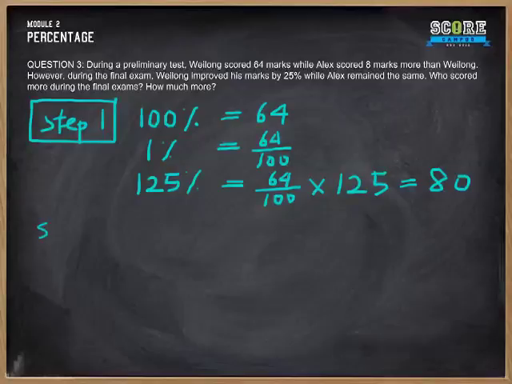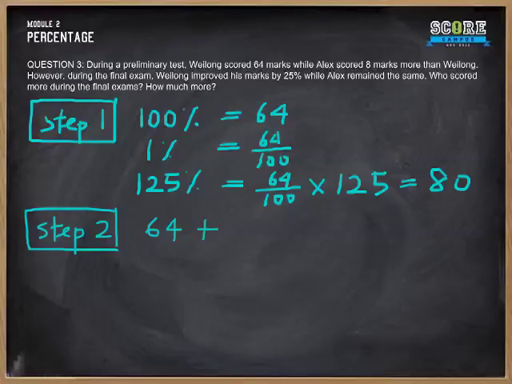Now let's come to Alex. We know Alex's scores were the same in the preliminary and final examinations. So in the preliminaries, he scored 8 marks more than Wei Long, which means 64, Wei Long's preliminary score, plus 8, which is equal to 72. Alex scored 72 for both preliminary and final examinations.